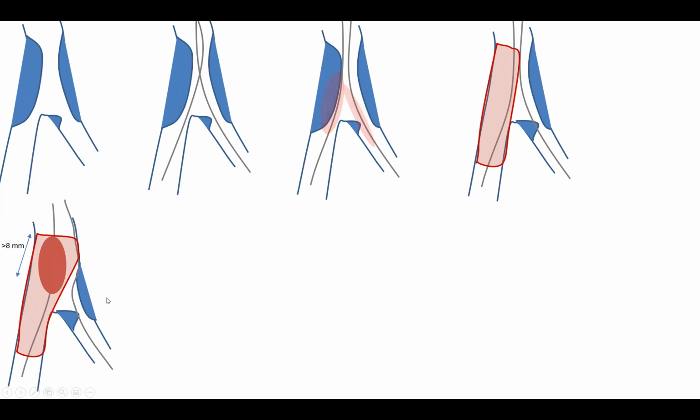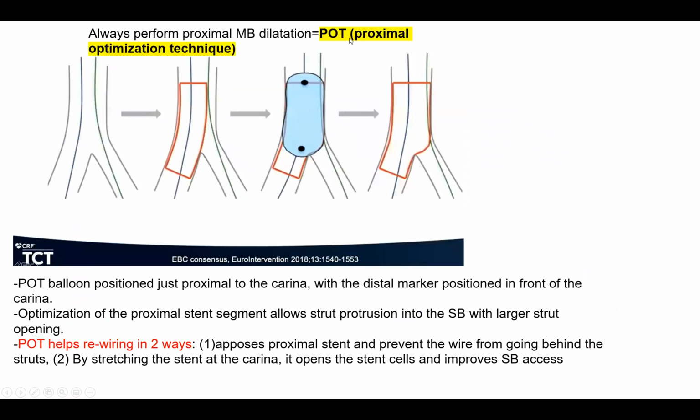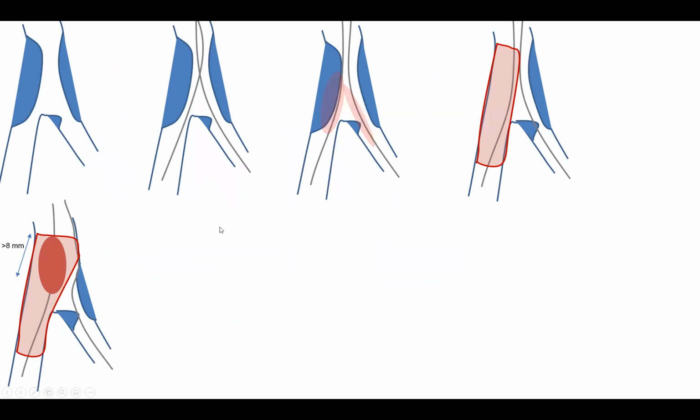You stent across that wire. Next step, and this is one of the most important steps in bifurcation stenting, is to dilate that proximal main branch. This is what we call the POT technique, proximal optimization technique. The way you do POT, you position a balloon sized to the proximal vessel, proximal to the carina. The distal marker of that balloon should be in front of the carina, and should definitely not extend to the distal vessel.